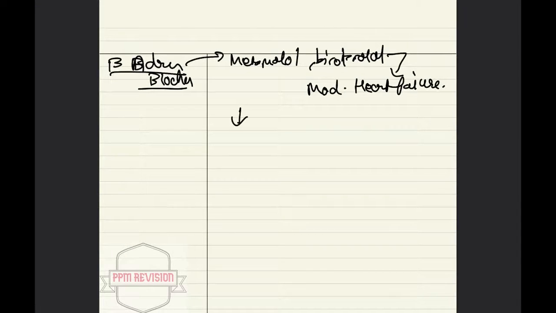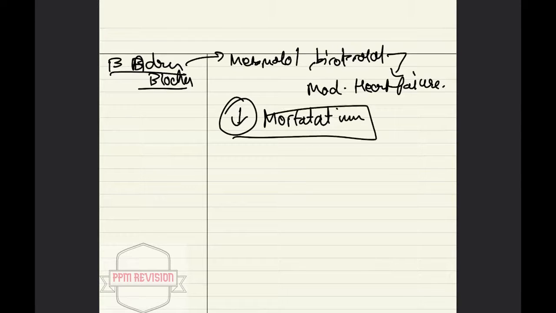So here we can see that the mortality is decreased. Beta blockers decrease the mortality rate. And another point to note is that long-term therapy with beta blockers improves the symptoms as well.